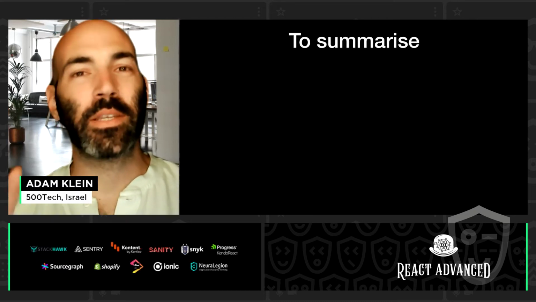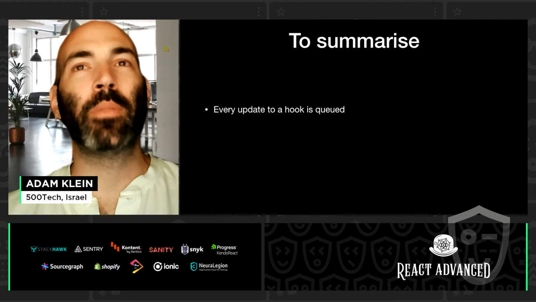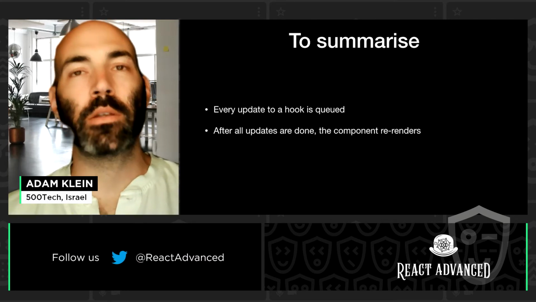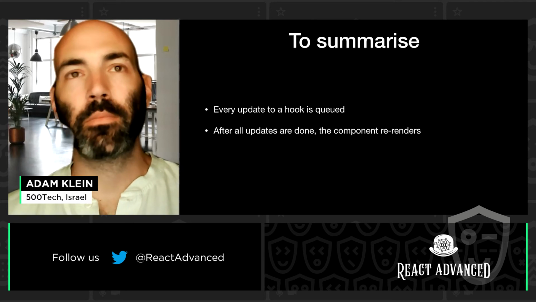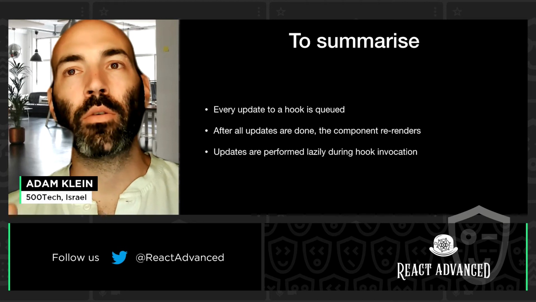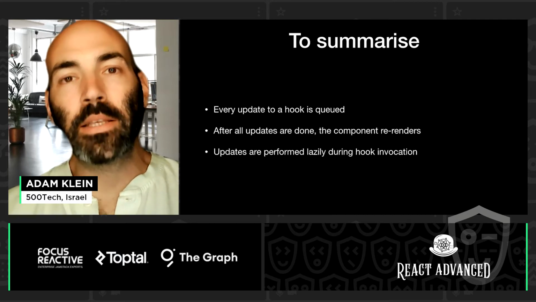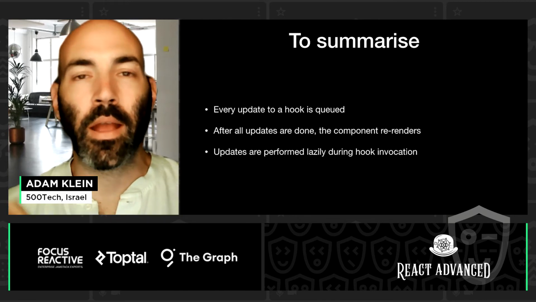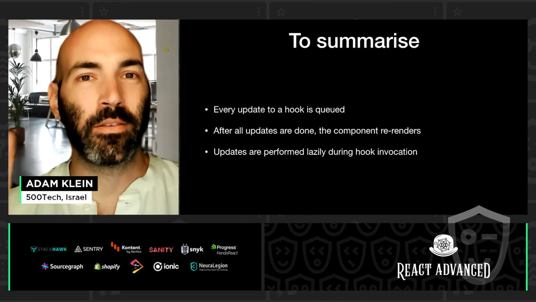So to summarize this part of the talk, every update to a hook is queued. After all updates are done, the components re-render, and the updates are performed lazily during hook invocation. Lazily means that React performs them only at the exact time when they are needed and not before.